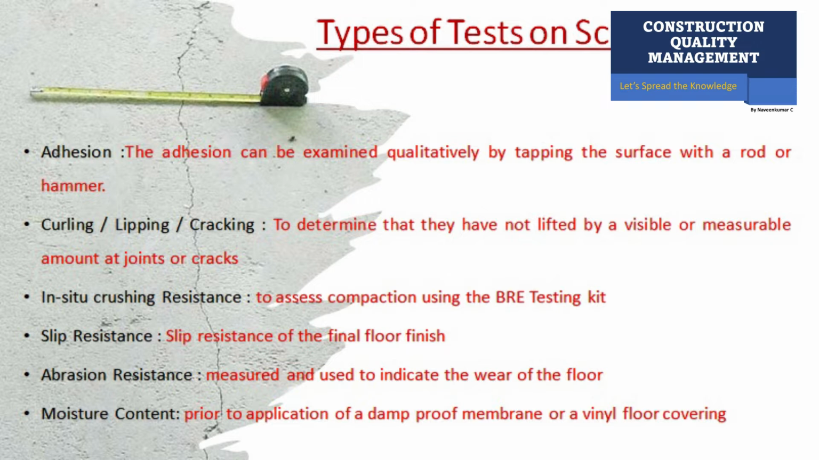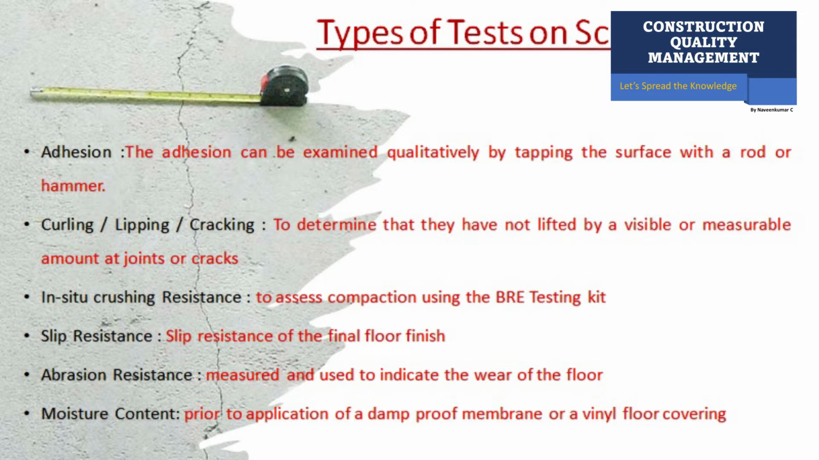Slip resistance. The slip resistance of the floor is measured using the pendulum tester. This apparatus gives a slip resistance value by sweeping the test surface with a rubber slider on the end of the pendulum. Last is abrasion resistance. Abrasion resistance can be measured in situ using a machine with 3 hardened steel wheels rotating over a ring-shaped area. This will be tested as per BS EN 13892-4.